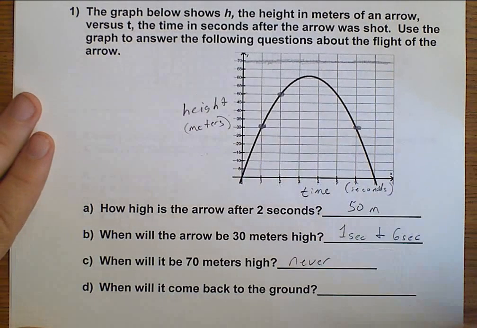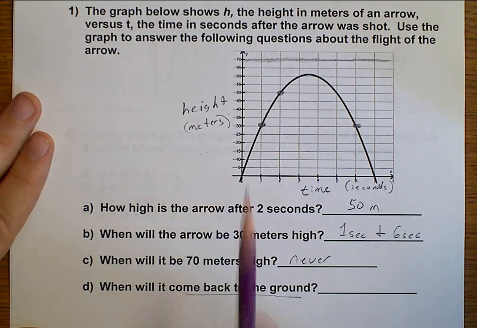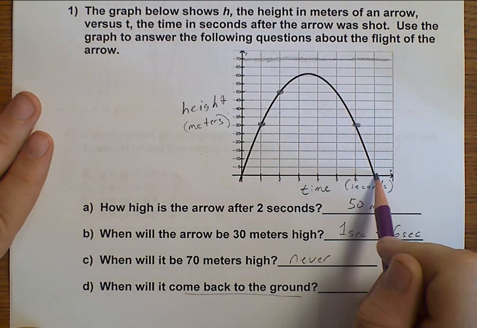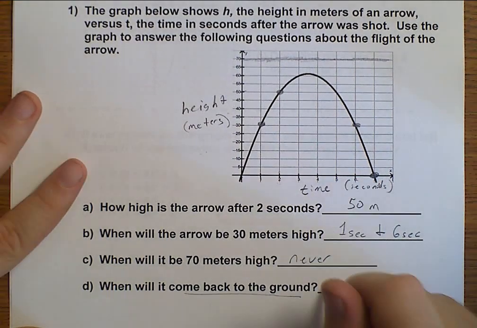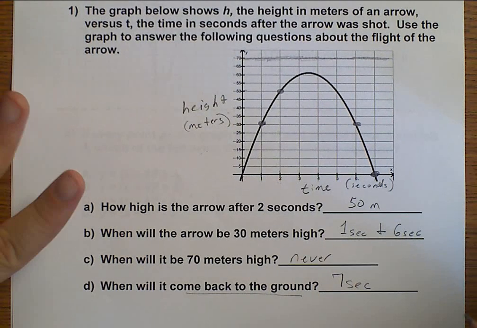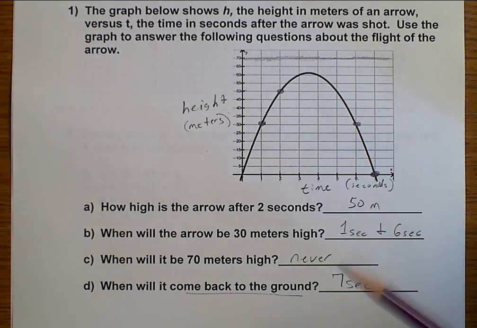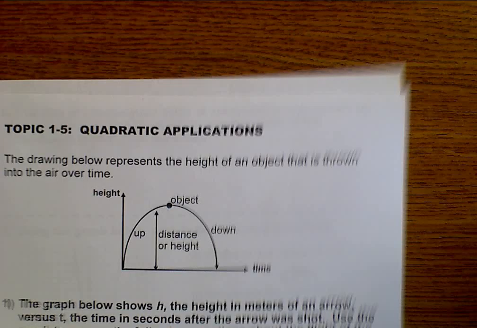When does it come back to the ground? Well, it's at the ground here at 0. But that's not when it comes back. It comes back over here at 7 seconds. And so if you have a graph and you're trying to find out information, it's very easy just to look at your graph. Let's go ahead and have a look at problem number 2.